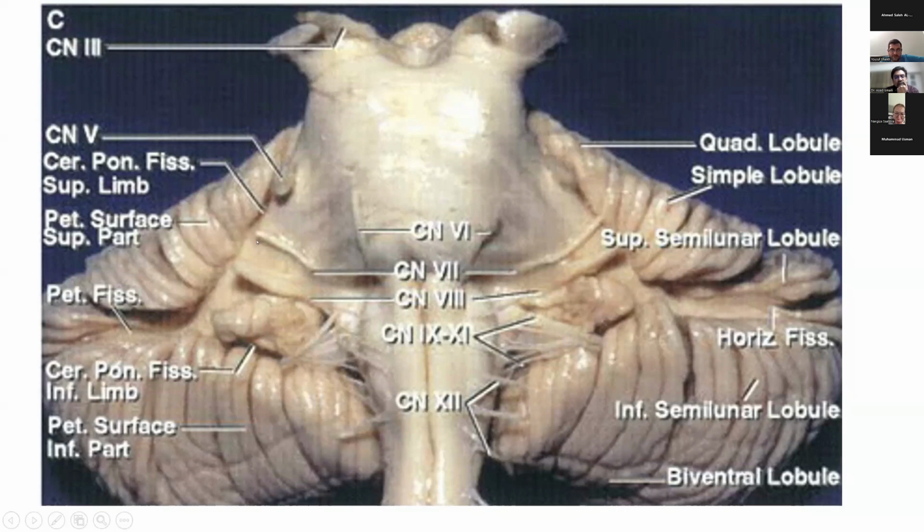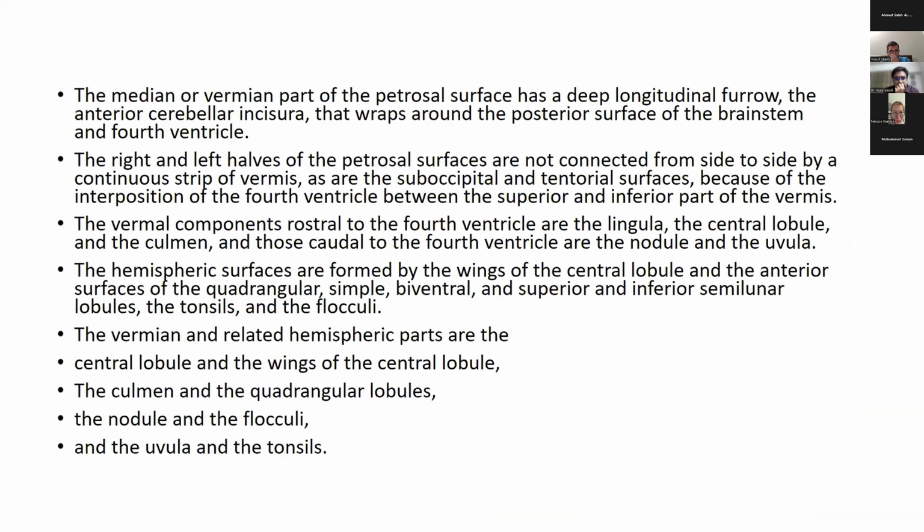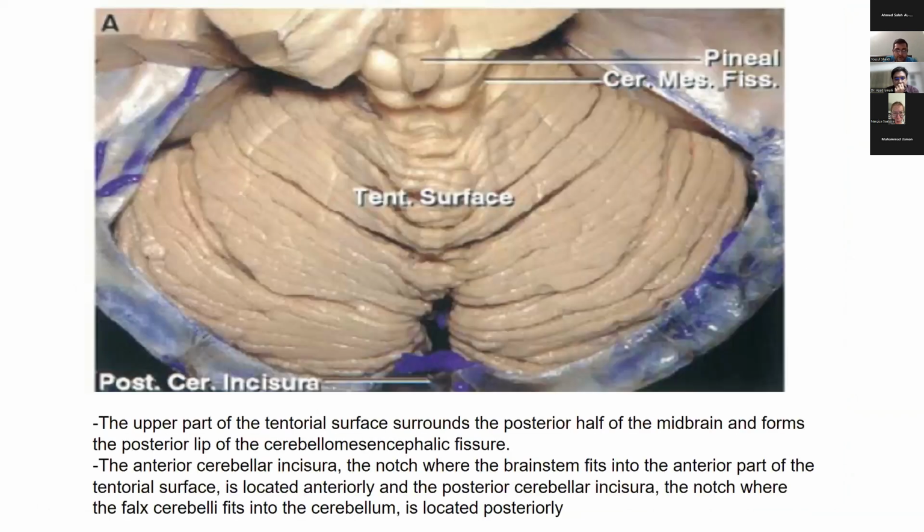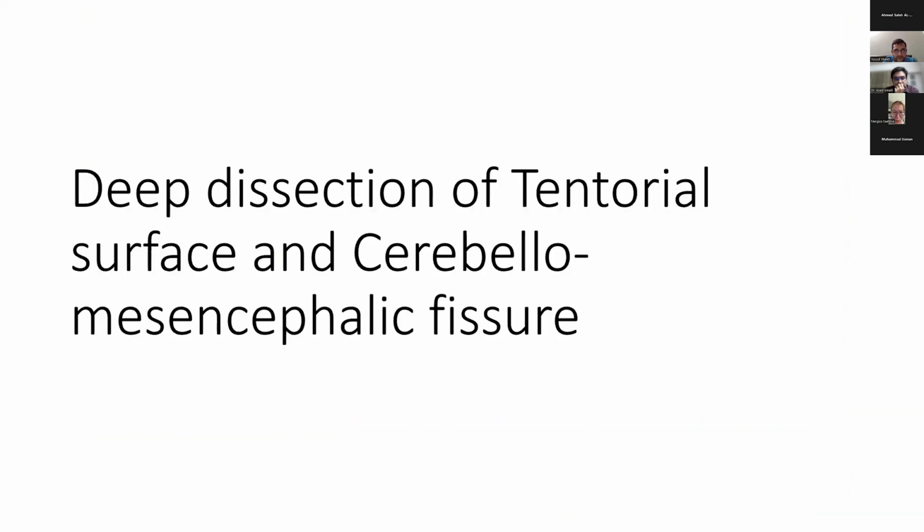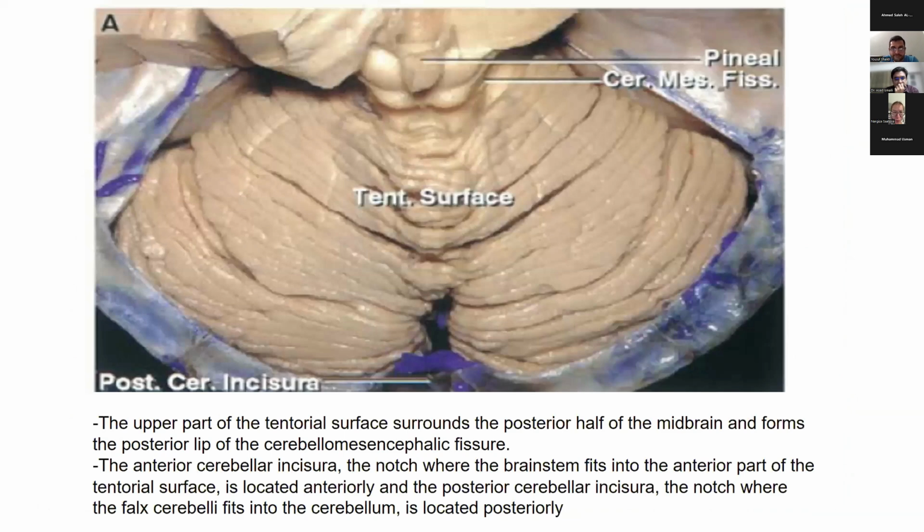Now these fissures are important because almost all the cranial nerves are originating from these fissures, so we'll be coming to that as well. Each hemisphere has the wings of the central lobule plus the superior semilunar and inferior semilunar lobules. Now, what we'll do is go into the deeper dissection of the surfaces one by one.